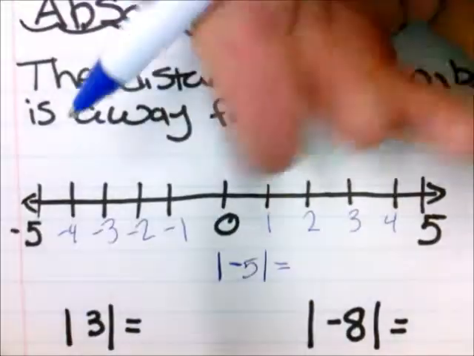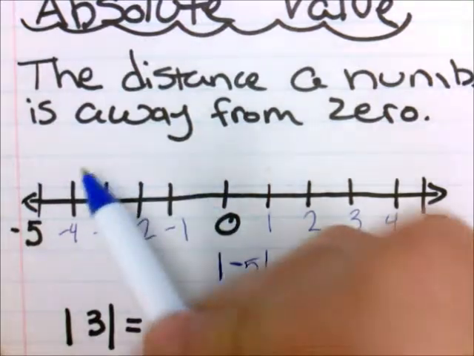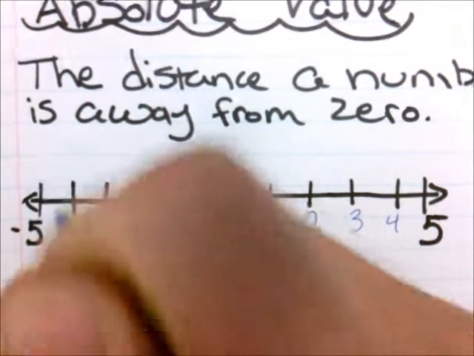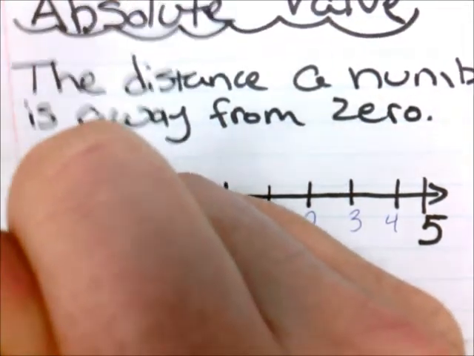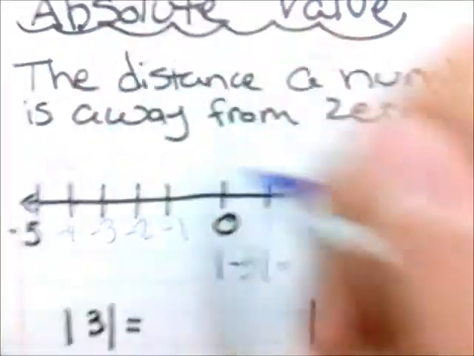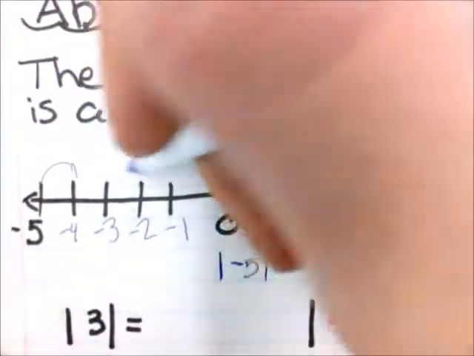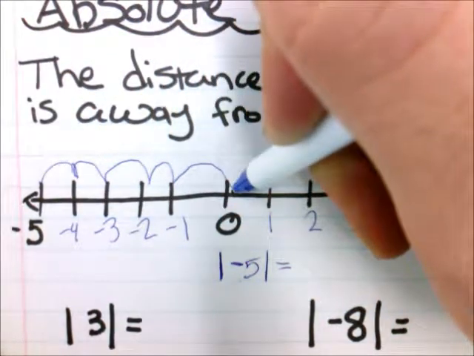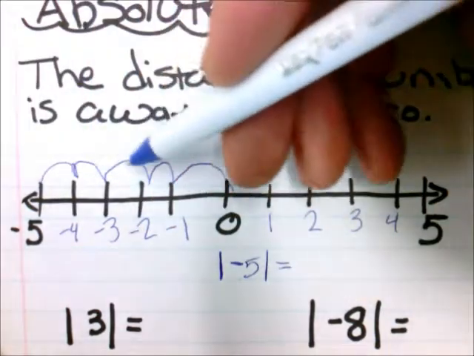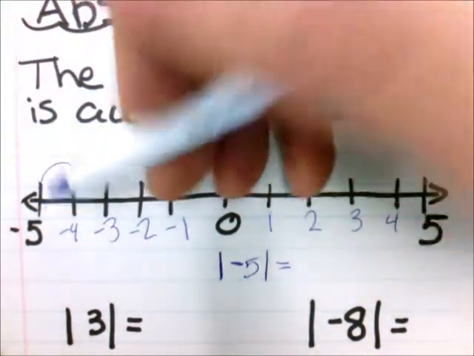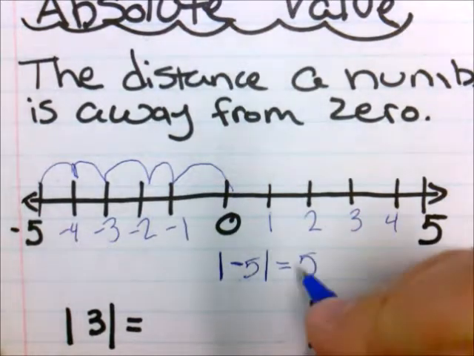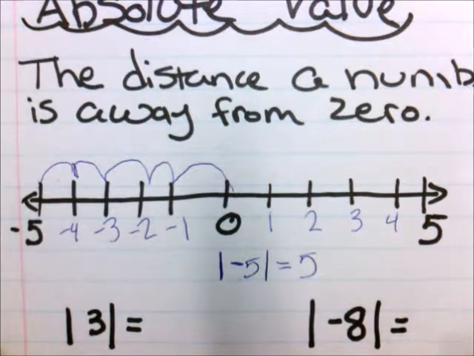So we just make our hops here. I start here, and I just start hopping. All right, so that's a 1. That's a 2, 3, 4, and a 5. So I got 1, 2, 3, 4, 5 hops. So the absolute value of -5 is equal to +5. It took me 5 hops total, +5.